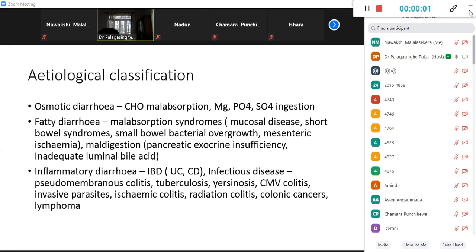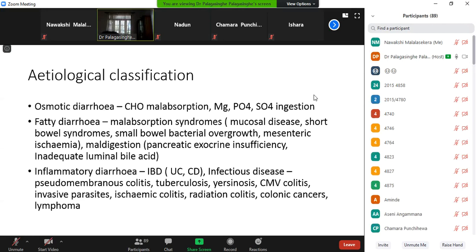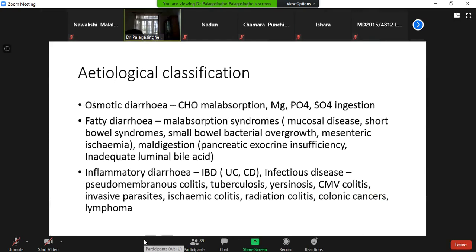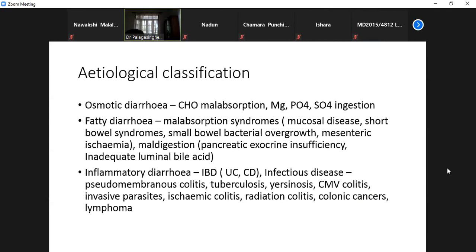When it comes to the etiological activity, if there is osmotic diarrhea, that means there has to be an osmotically active particle in the bowel that drains a lot of fluid into the bowel lumen, so the patient would have large volume diarrhea. It usually settles when the patient is fasting, because most of the time osmotic diarrhea is due to some osmotically active particle.